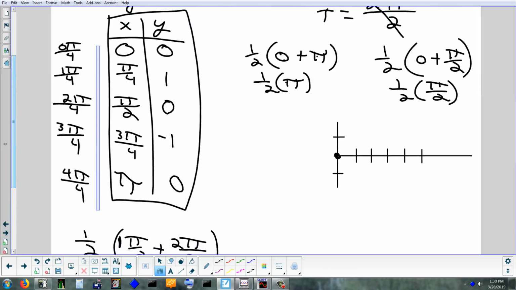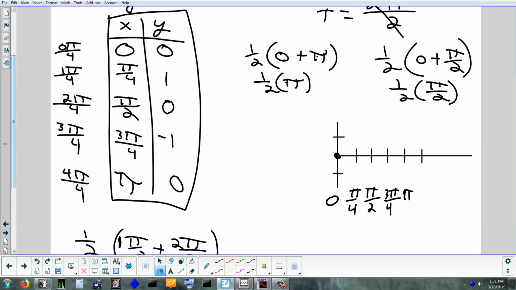Now, since all of these are averaged, that's how we got them, they're all nicely spaced. In degrees, that's 0, 45, 90, 135, 180. They're all 45 apart. Okay? Since they're all nicely spaced, that means you can use them for your labels. Okay, so let's put those as our labels. 0, pi over 4, pi over 2, 3 pi over 4, and pi.